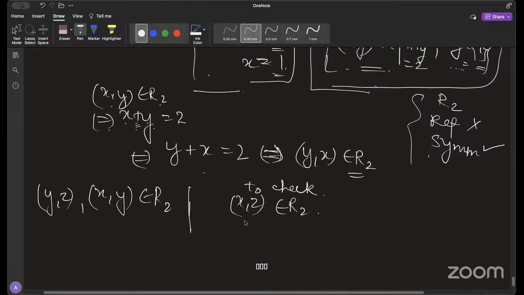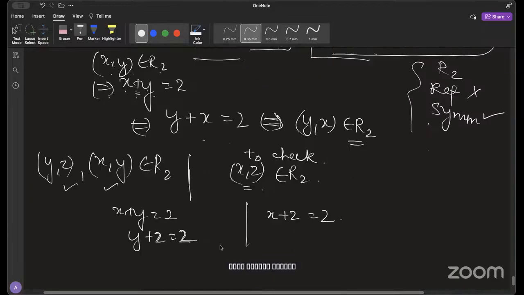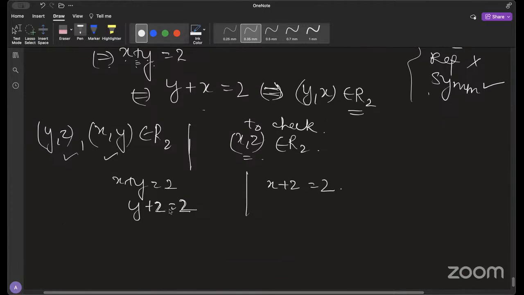And if this does not hold for any of the integers for which this thing is true, then this is not true, right? Then it's not transitive. So this means x plus y is 2 and y plus z is also 2. And you need to check if this is also true. So let's just take x to be 1, y to be 1 as well, and then take 0, 2.